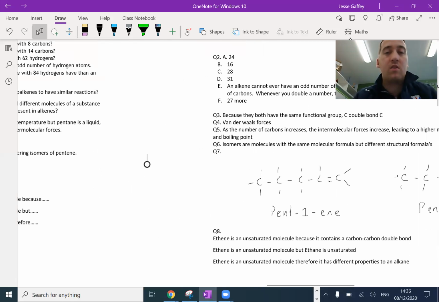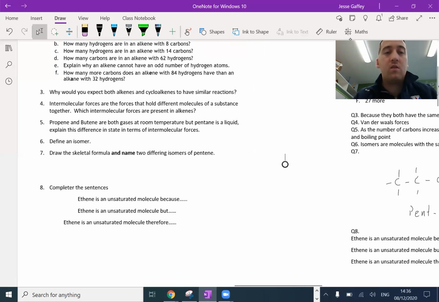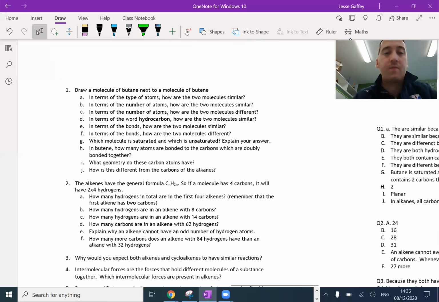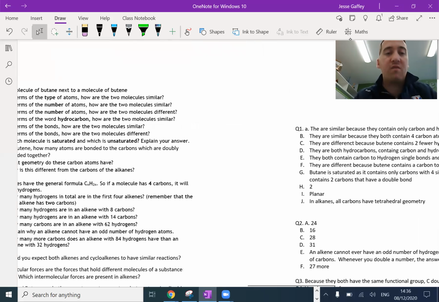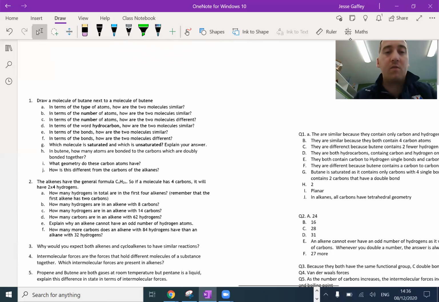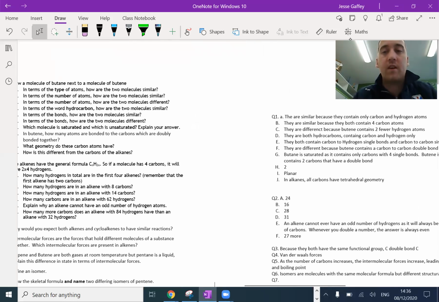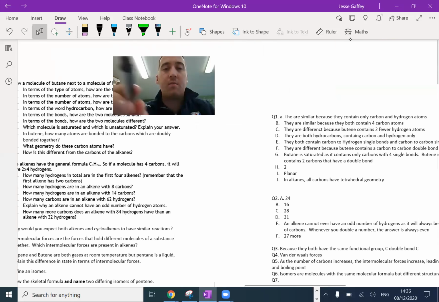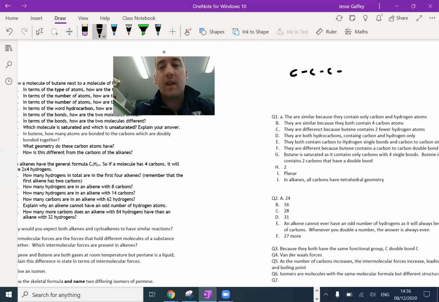For question 1, it said draw a molecule of butane next to a molecule of butene. Okay, right, so first of all, I'm going to have to draw that up here for you. Okay, so this is butane, 1, 2, 3, 4 carbons, all single bonds, all hydrogens on the single bonds.